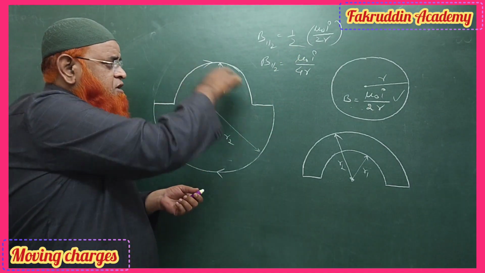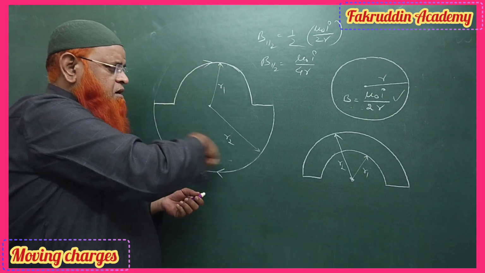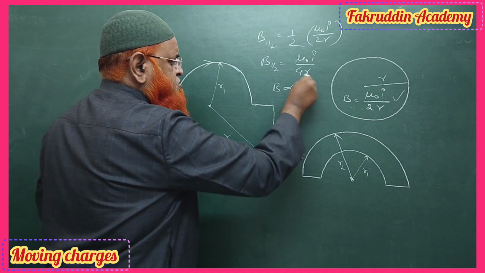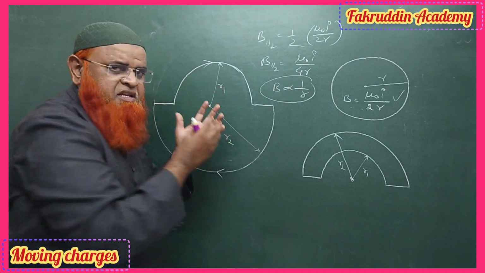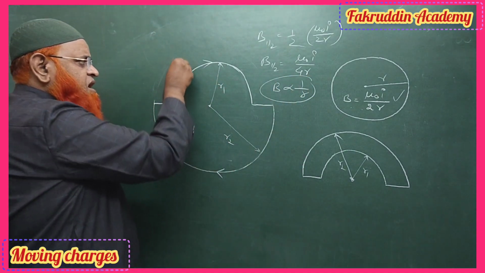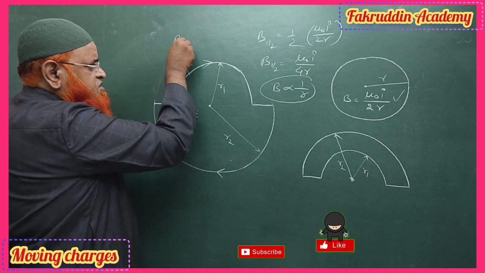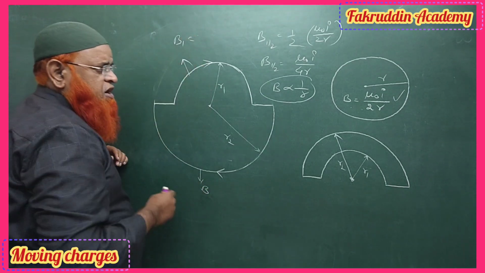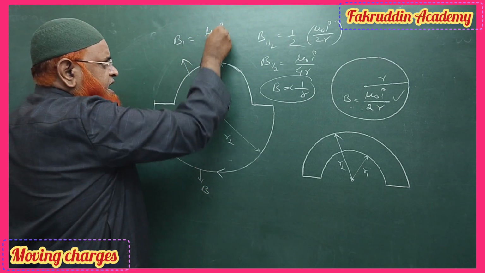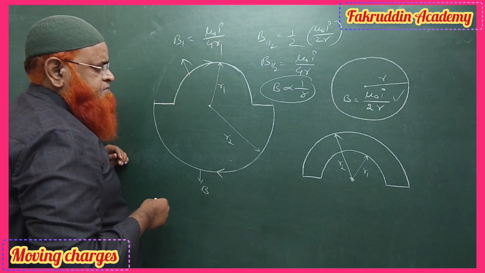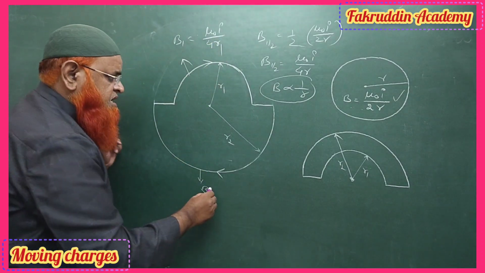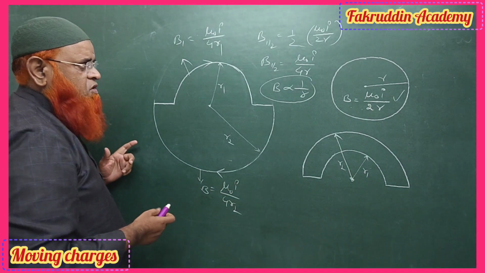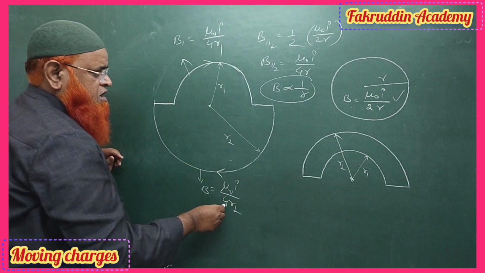But if you observe here, there are two half circles, one smaller and one larger. You know that B is inversely proportional to R. If the radius is small, B is larger. So for the smaller circle, let us imagine this is B1 and this is B2. B1 is going to be mu naught I by 4R1. And for the larger circle, B2 is equal to mu naught I by 4R2. That's it. So this is 4R1, this is 4R2.